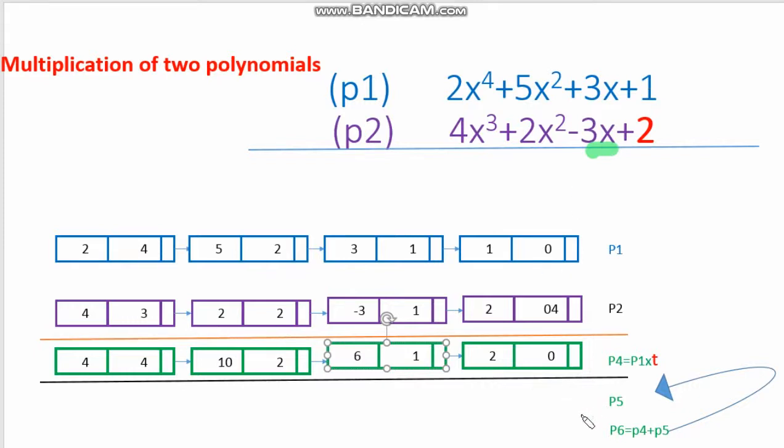Then p4 and the present p5, which was your old p6, would be added, polynomial addition, and you will get the new p6. Again copy that p6 to p5, then do a multiplication with the next term, that will be your new p4, and similarly keep on adding till you reach the last term. The last resultant would be in your p4. So we will just go to see this algorithm in rough mode. We will be able to understand it, I think.